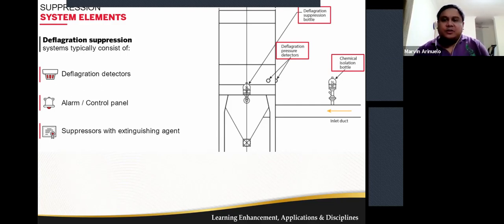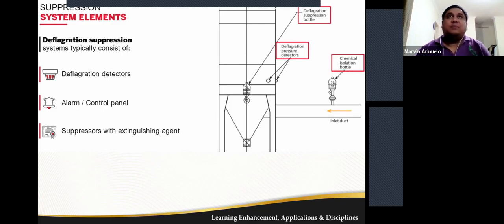So the deflagration suppression system, it might come in the exam, typically consists of a deflagration detector. There will be an alarm panel and suppressor containing the extinguishing agent that you have seen mounted on the piping system. No? They may also have gates, fans, and vent doors.